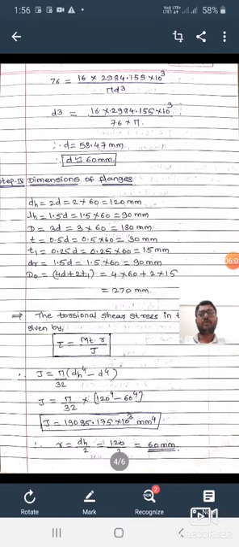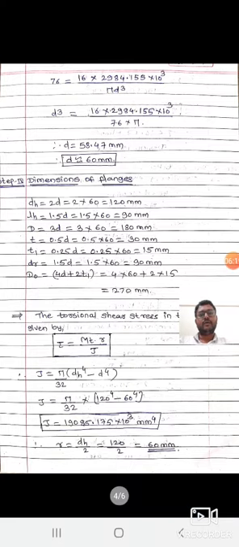Next step, step number 4, dimension of flanges. We know that diameter of hub is equal to 2 times diameter of shaft, that is equal to 2 into 60 equal to 120 mm. Length of hub equal to 1.5 times diameter of shaft, that is equal to 1.5 into 60, that is 90 mm. D, that is outer diameter D equal to 3 times diameter of shaft equal to 3 into 60, that is equal to 180 mm.